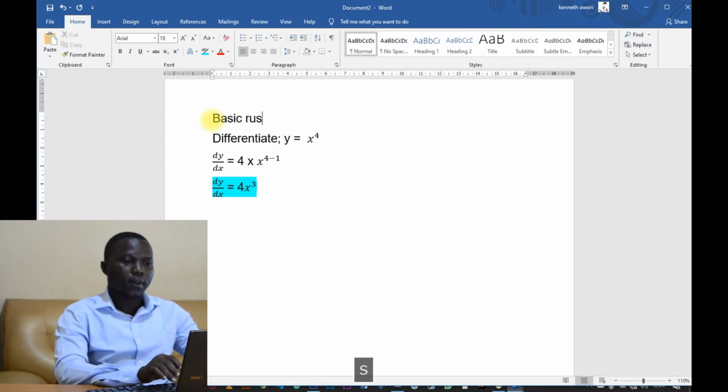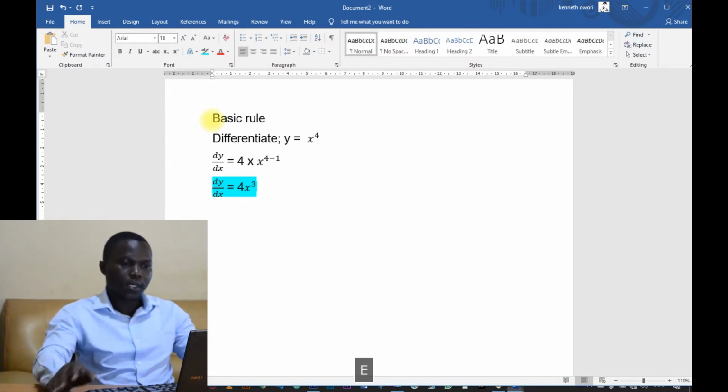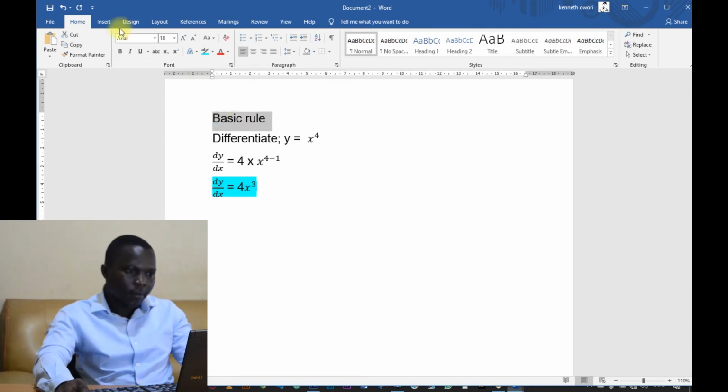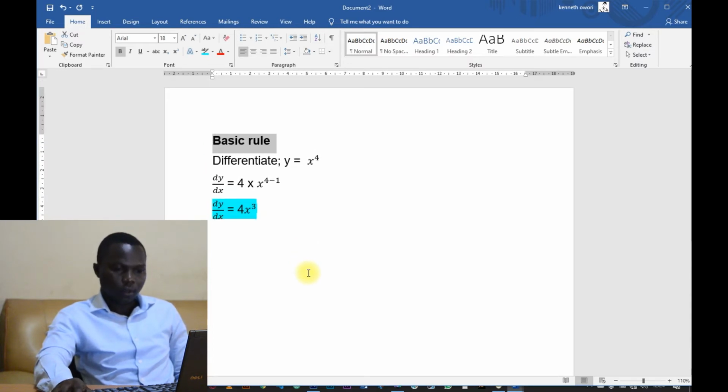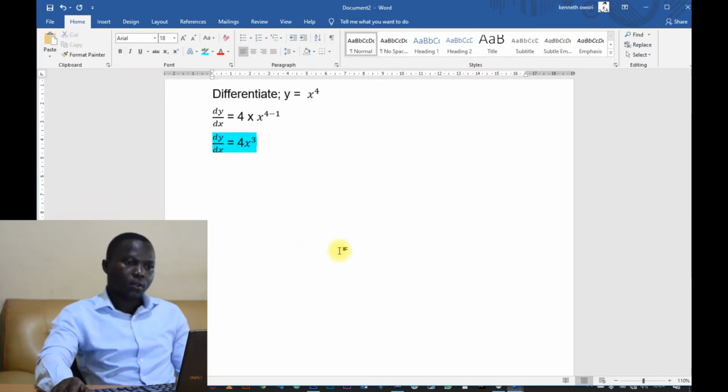So you find that the further we go, these rules keep on being inserted into other rules, meaning they are an addition to the other rules we are going to look at. So that is the basic rule.